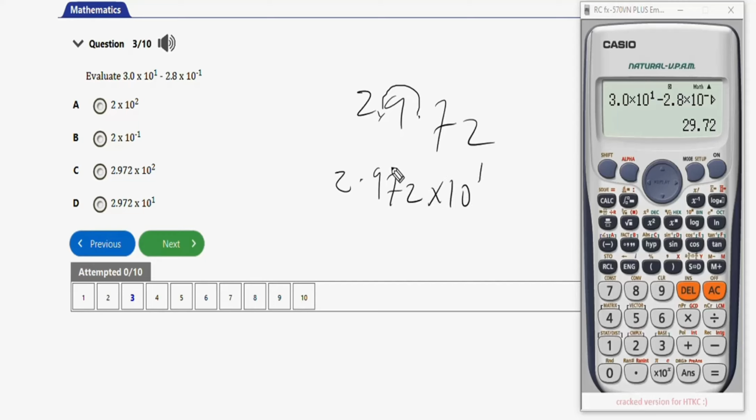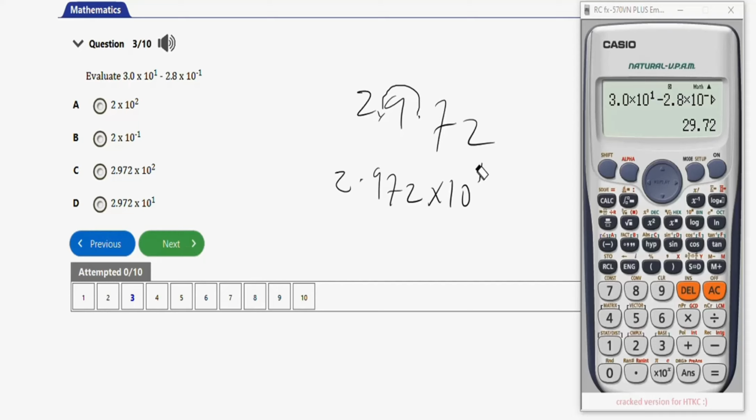Since we now move from left to right, there is no need to add the negative sign, because we moved from right to left. So we're not adding a negative sign there. The right option for this question is Option D, 2.972 times 10 to the power 1. Alright, so that's it for this question.